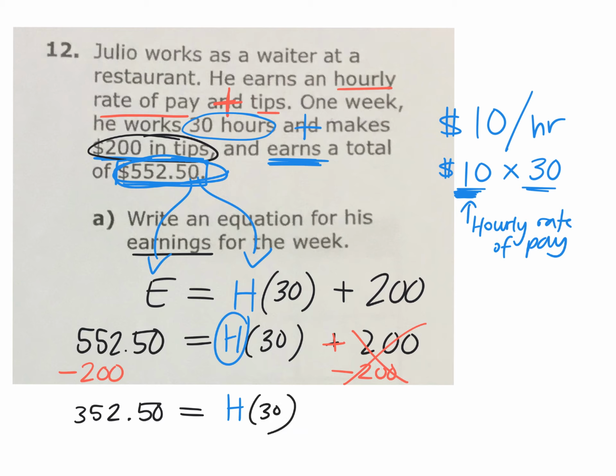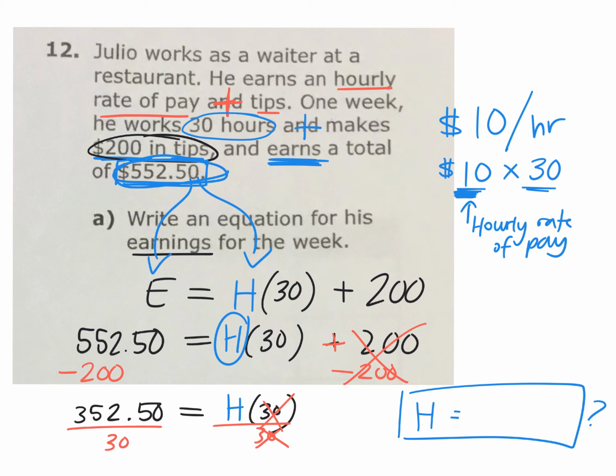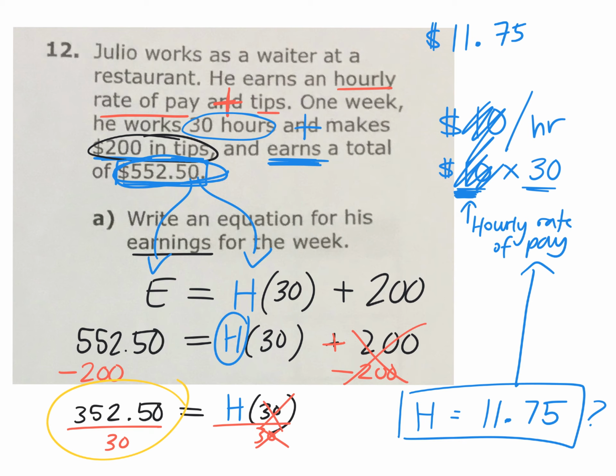But I want to know just H. I just want to know his hourly pay. What's the last step to figure out what H is equal to? What do I have to do? Divide by what? Divide this by 30. That cancels out. Divide this side by 30. So when you do this on your calculator, 352.5 divided by 30, what do you get? We get 11.75. What did that represent in the question? His hourly rate of pay. That means he's getting, not $10 an hour, he's getting $11.75 per hour. Every hour he works, that's how much he makes, plus he's getting tips.